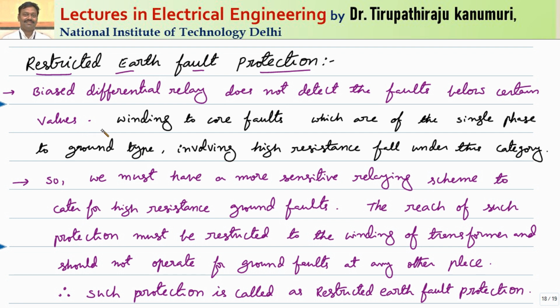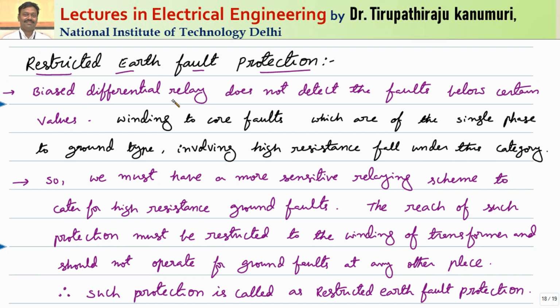in the CT characteristics. But the winding to core faults that happen in the transformer, which are of the single phase to ground type, and generally the insulation, if there is a leakage from the insulation to your core, the resistance of that leakage will be more, so automatically that fault is involving more resistance. As it is involving more resistance, the amount of fault current that will pass will be very less, and that cannot be detected by the bias differential relay.